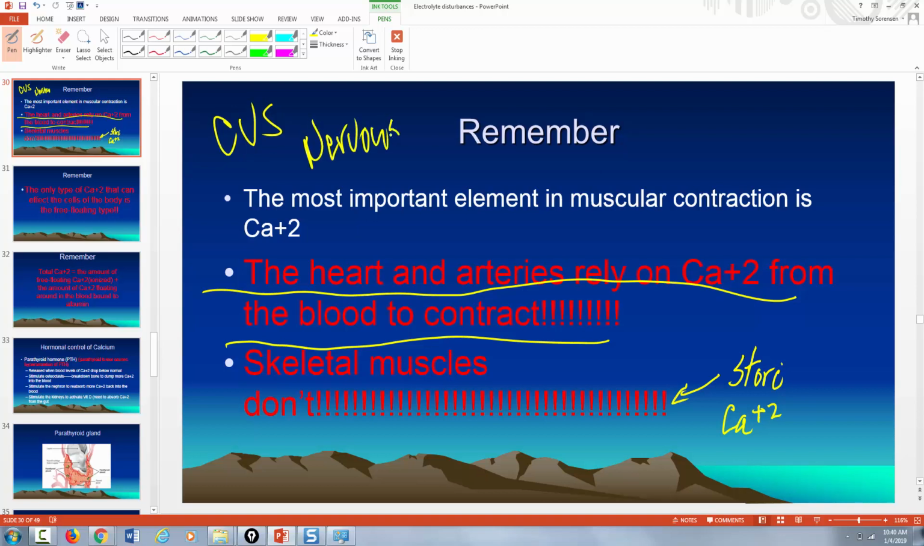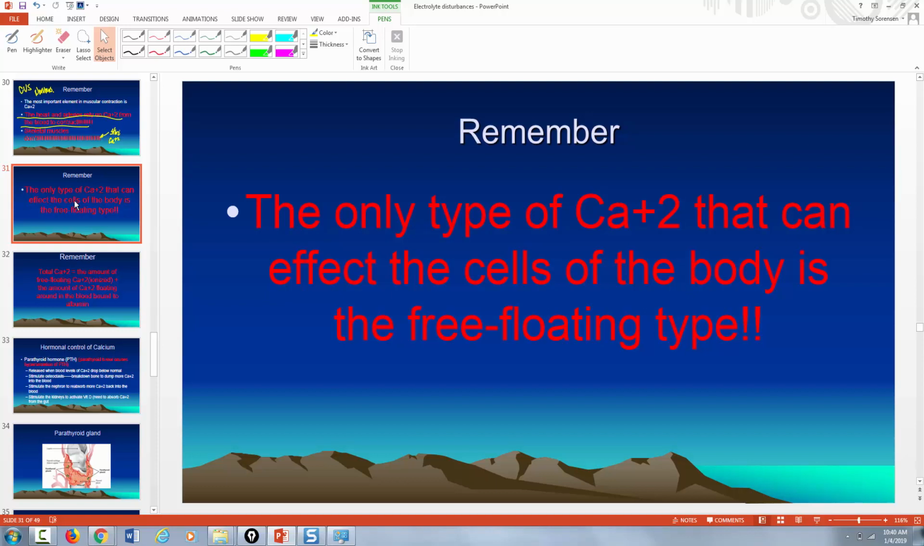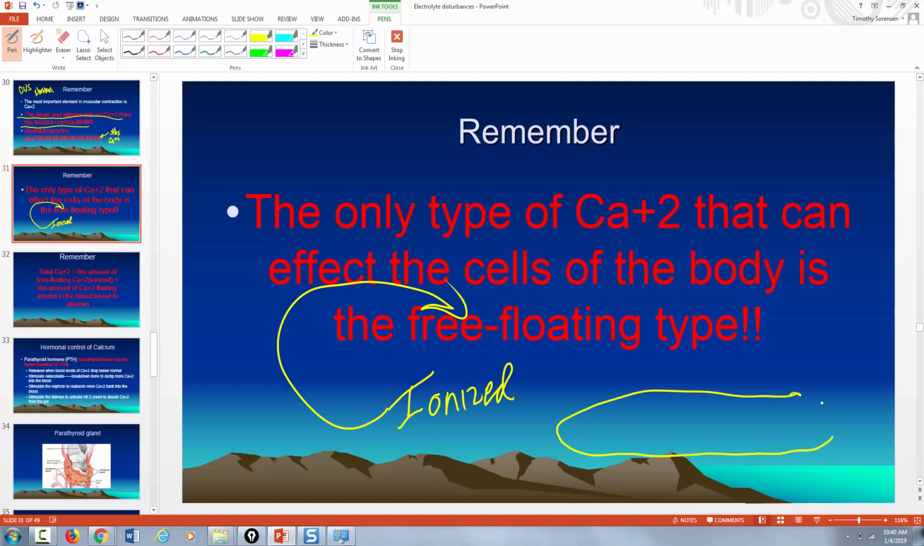Those are where you are going to get the most profound effects when blood levels of calcium are high or low. Now, the other thing you've got to remember is the only type of calcium that can affect the cells of the body is the free-floating type. So in your book, there's ionized calcium. Ionized means free floating, right? There's another way, and a lot of electrolytes are transported this way, on that big protein albumin.